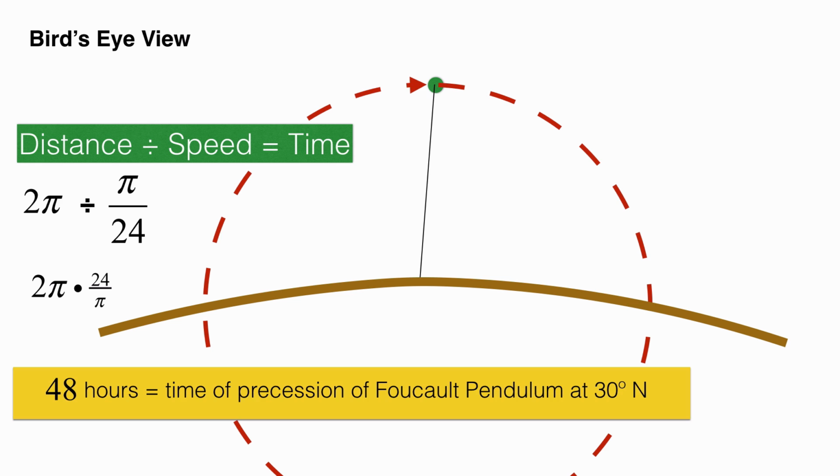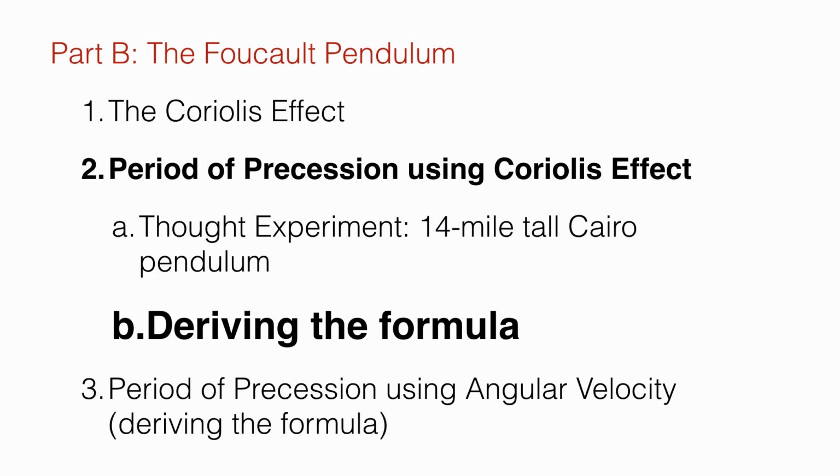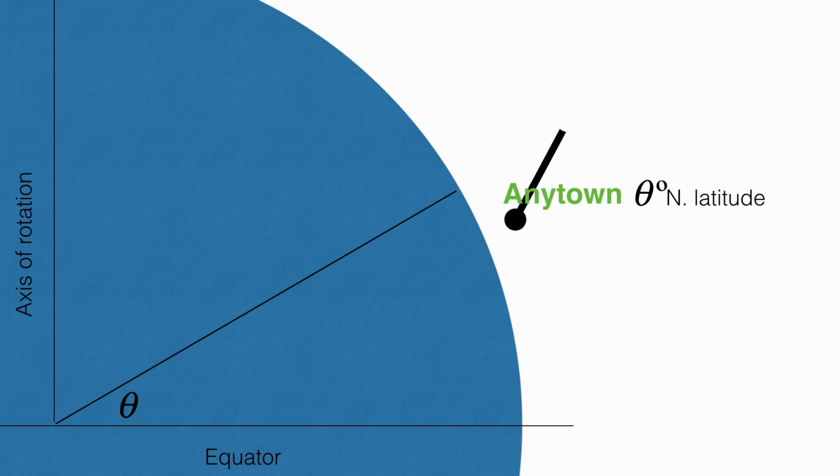48 hours. So for our pendulum that is at 30 degrees north latitude, the period of precession is going to be 48 hours. Now that's great if you're at 30 degrees north latitude, but what about other latitudes? So now we're going to actually derive the formula. We're going to go through the same exact steps, but now we're going to use generic variables instead of actual values. All right. So now we're going to be at theta degrees north latitude.